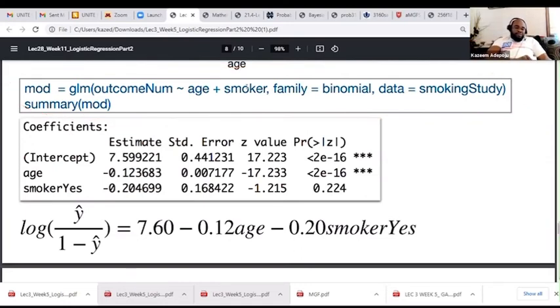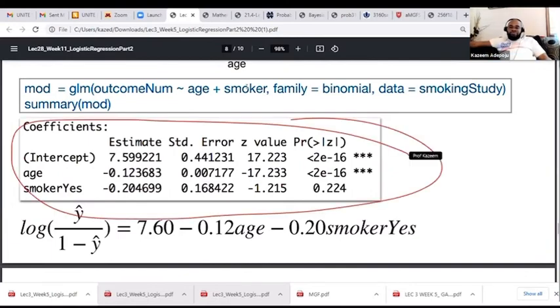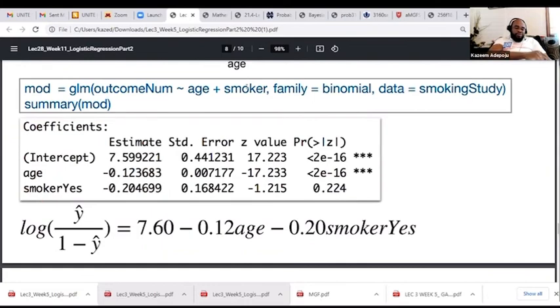This is the result, the regression output. I think you know the reason why there's a smoker yes, right? Can somebody remind me, why do we have a smoker yes in this output? Can somebody tell me? For extra credit, why do we have a smoker yes in the output? Can somebody tell me?